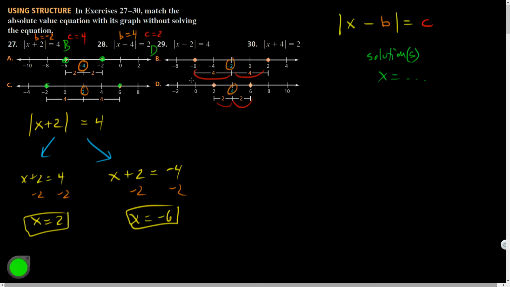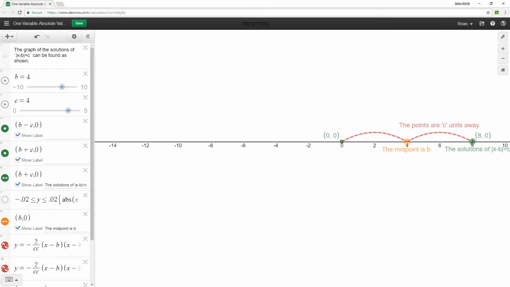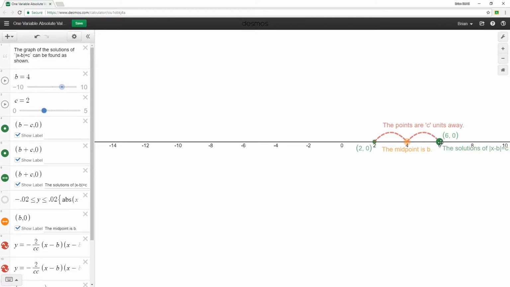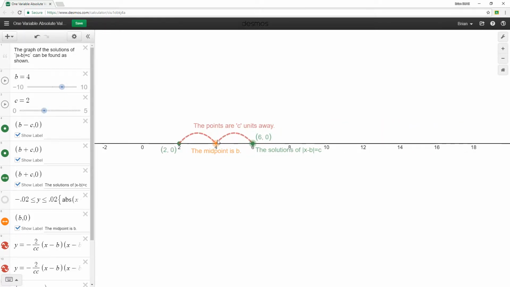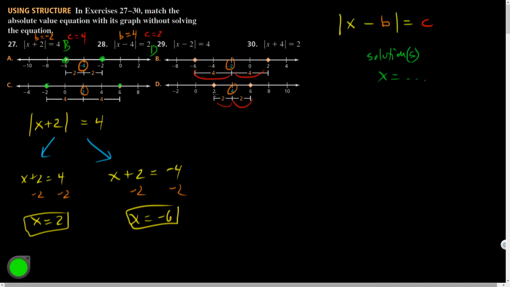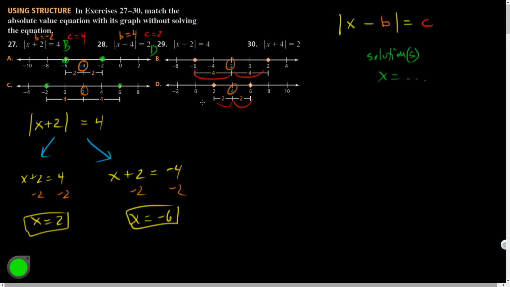D is the graph. And then notice here I could also line that up. And what was the value of c? 2. And yeah, so notice this is what my solutions would be, just those green dots, which are 2 and 6. And that's also the solutions I would get if I solved it algebraically.